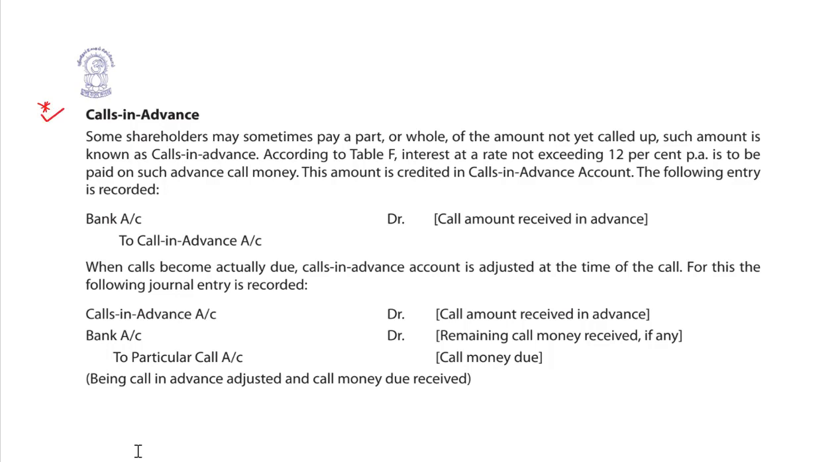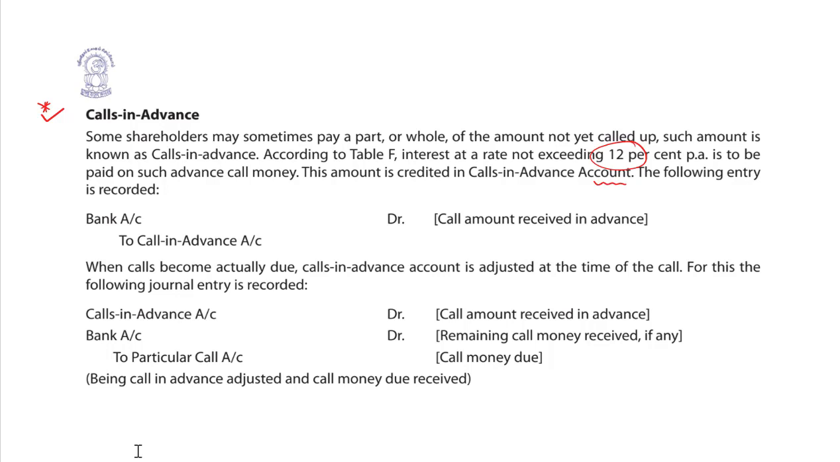Next is calls in advance. Some shareholders may sometimes pay a part or whole of the amount not yet called up. Such amount is known as calls in advance. According to Table F, interest at a rate not exceeding 12% per annum is to be paid on such advance call money. This amount is credited in calls in advance account.